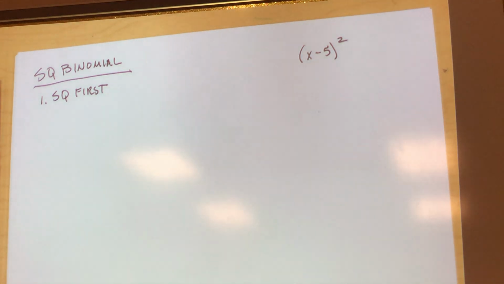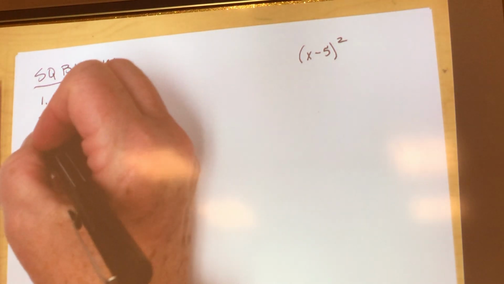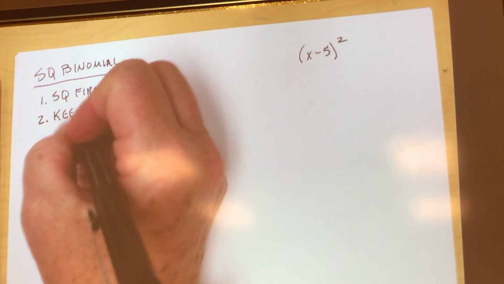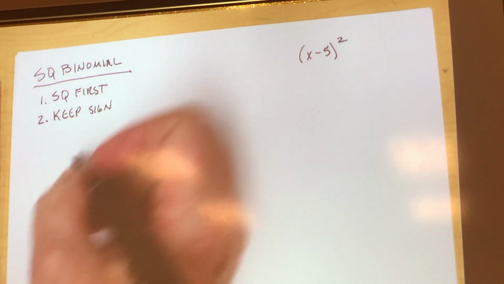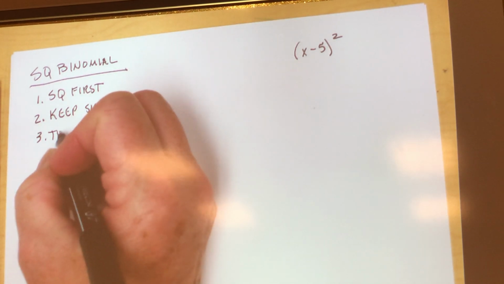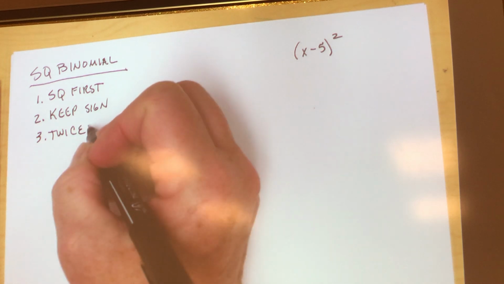You can do that, can't you? All right? Number 2, you have to keep the sign. Number 3, you're going to twice their product.